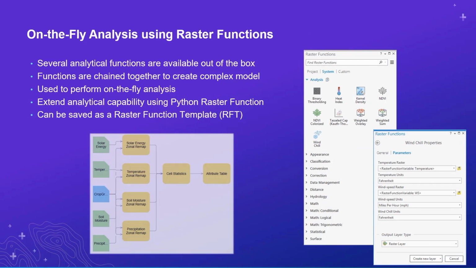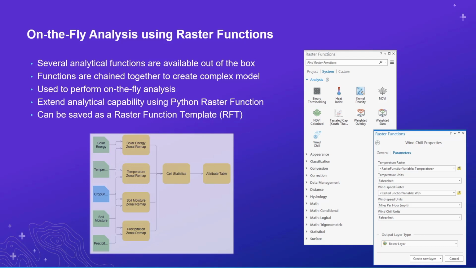Sometimes you want to do analysis and create an output on disk. Sometimes you don't. Here is an example. Let's say you have temperature in Kelvin. The only thing you want to do is represent that value in Fahrenheit. You don't have to create a new dataset for that. You can do on-the-fly analysis using a raster function.